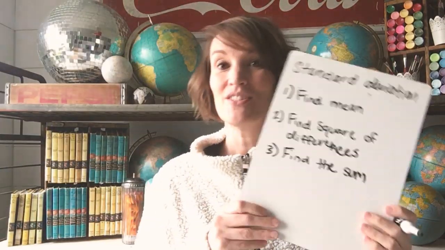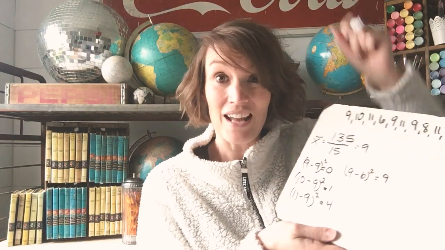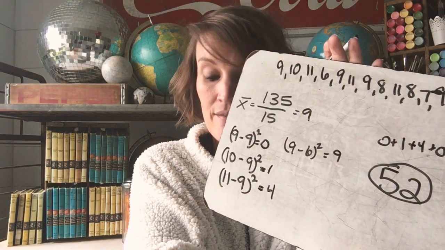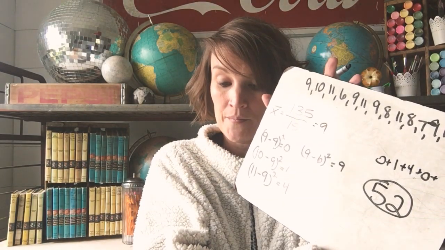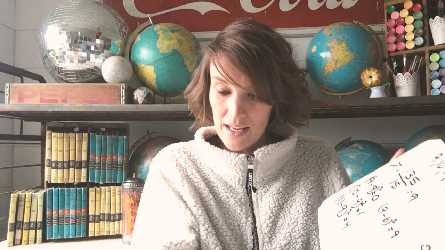All right. So then you find the sum. So you take all that information that you found, all these answers, and you add them together. So it ends up being 0 plus 1 plus 4 plus 9 plus 0 plus 4 plus 0, and so on. And when you add all those data points together, you get 52. 52 is the sum. So then, step 4, you find the variance.